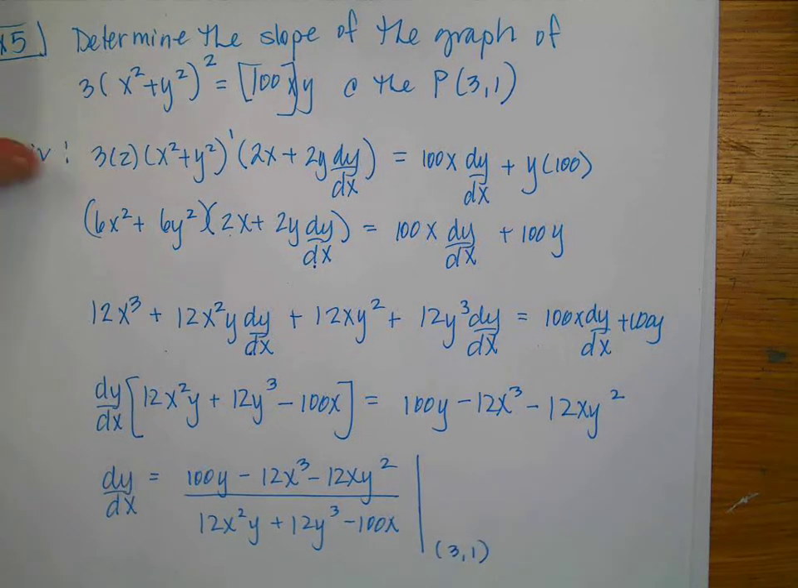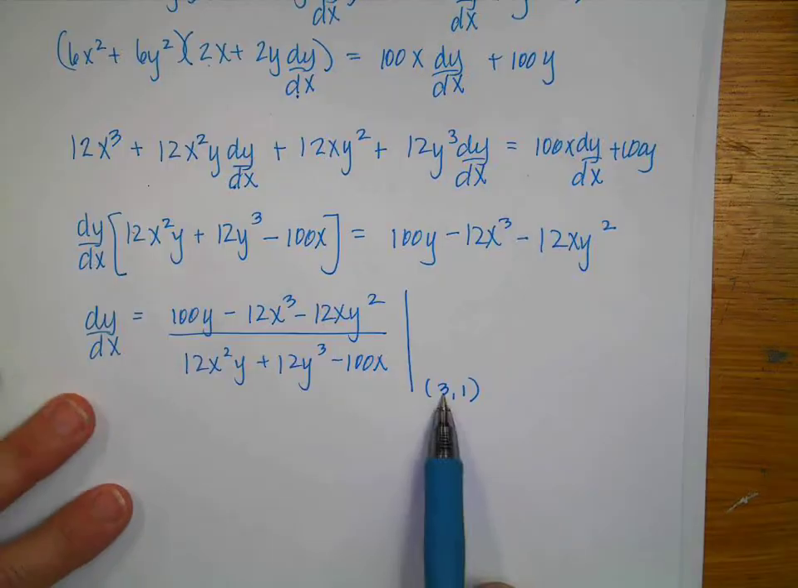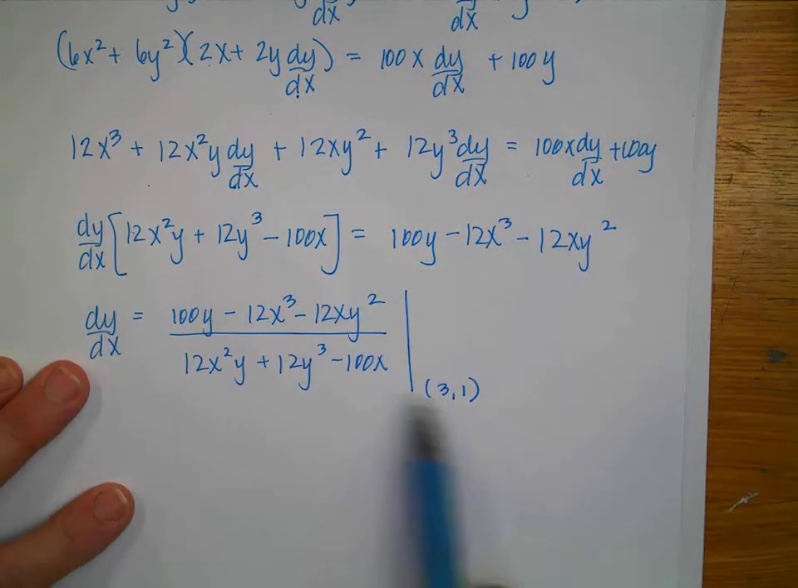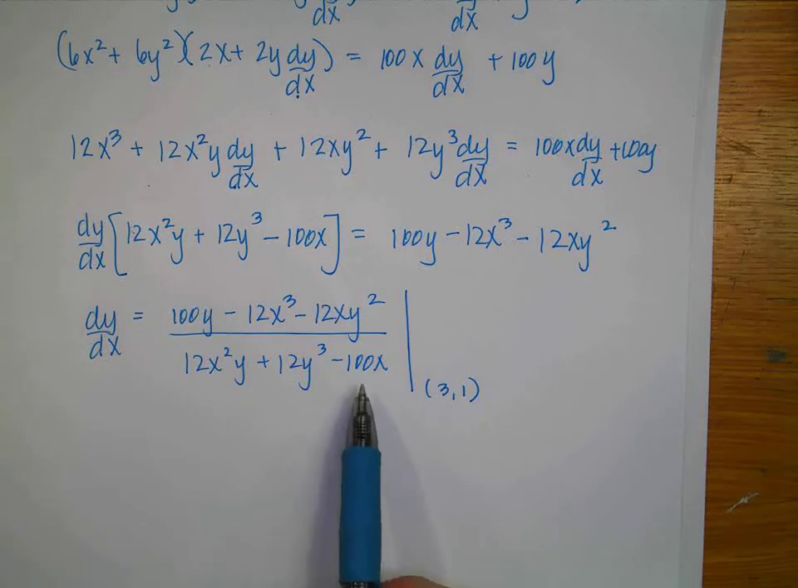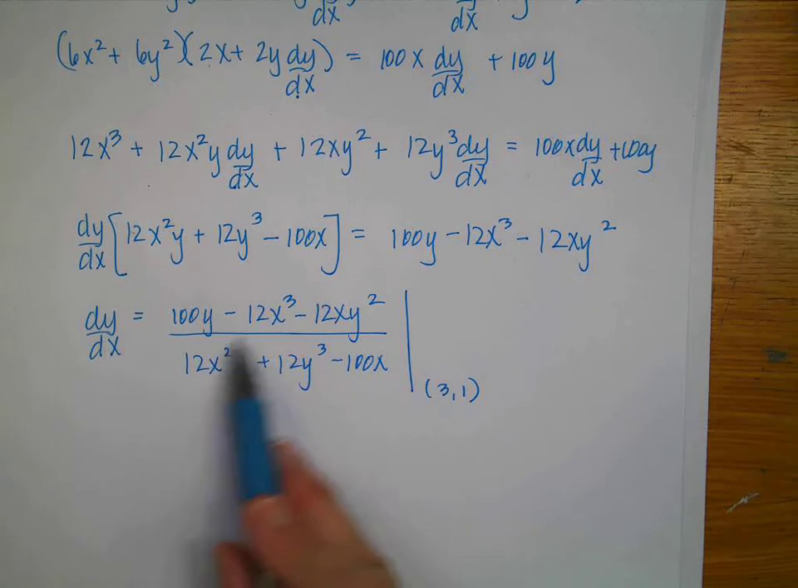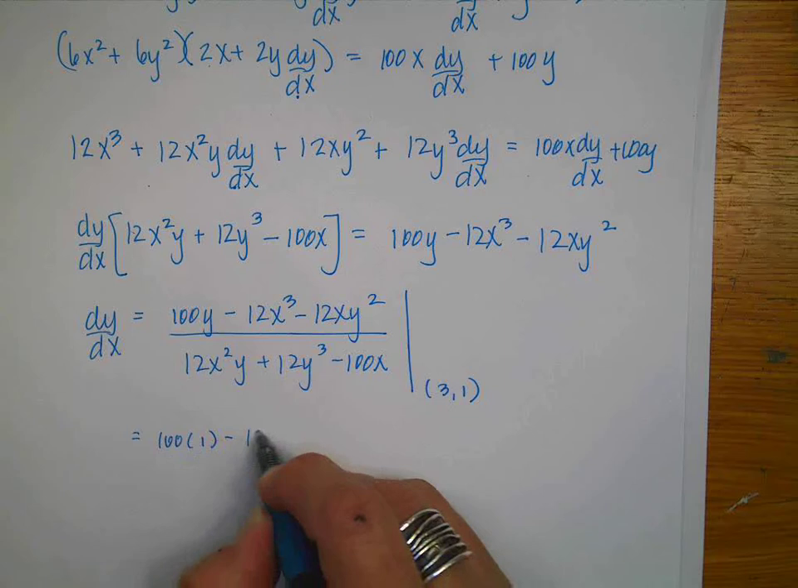So now I want to evaluate the derivative at the point (3, 1). Okay, so now it's just a matter of simplifying and substituting in numbers. So I'm looking for the slope at this point. And I could have probably simplified this more. I could have factored out some numbers, and at this point I'm going to choose not to, because at this point I have a bunch of math to do.